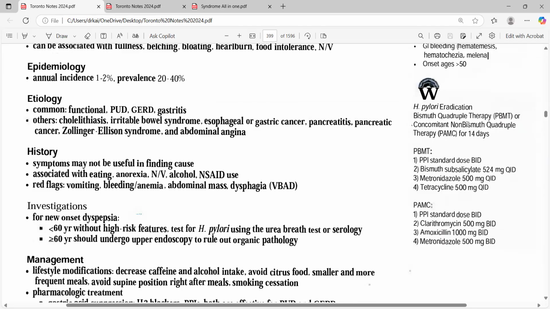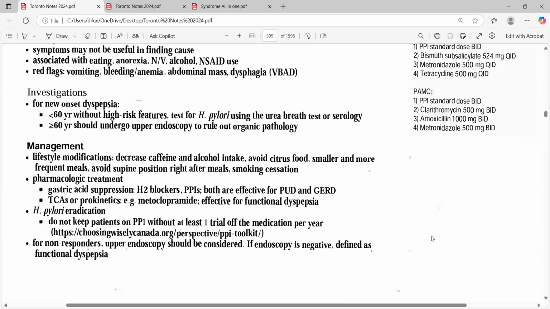Then their H. pylori eradication, what are those ones? BPMT, and then the one that is non-bismuth one. So with the bismuth, this is PPI, bismuth, metronidazole, and tetracycline. So otherwise PPI, metronidazole is the same, then clarithromycin along with the amoxicillin.